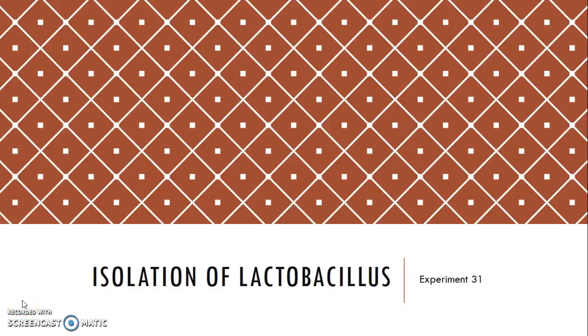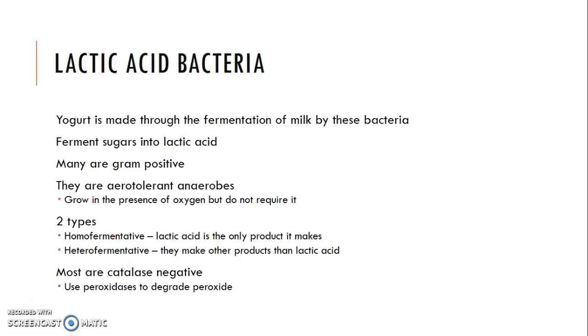All right, so experiment 31 is isolation of Lactobacillus. Lactobacillus is a type of lactic acid bacteria. Yogurt, all the stuff you eat, is made through the fermentation of milk by lactic acid bacteria. Yogurt just has lactic acid in it, and the way that you make lactic acid is through the fermentation of sugars. Now, many of these lactic acid bacteria are gram-positive, and they are aerotolerant anaerobes.